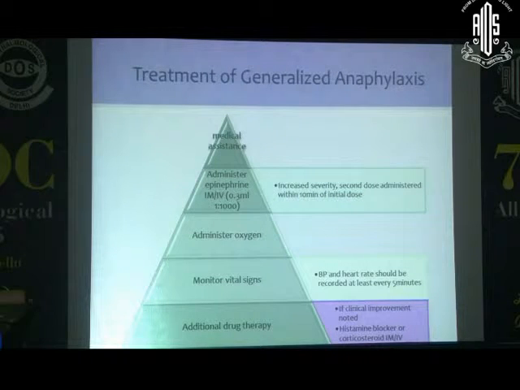Along with this, give oxygen and monitor vitals, that is, you have to monitor blood pressure. At least this minimal or basic monitoring will be required in your OT. So it is my humble request to all of you to please use these basic monitors like blood pressure, heart rate and saturation. You have to monitor at an interval of at least 5 minutes. And then if clinical symptoms improve, additional therapy in the form of histamine blockers and corticosteroids.